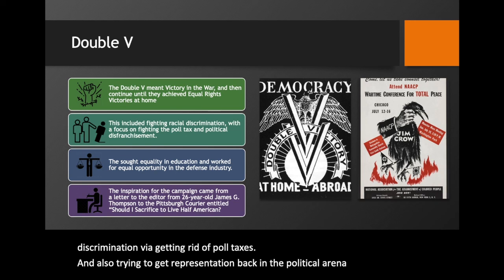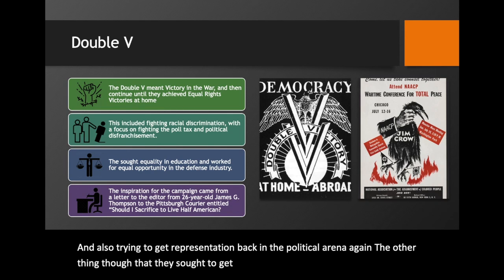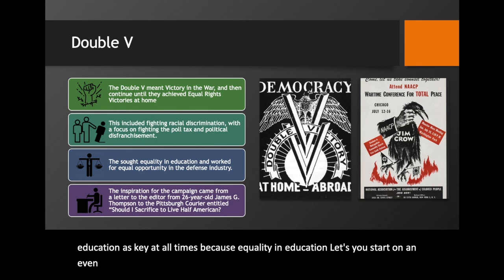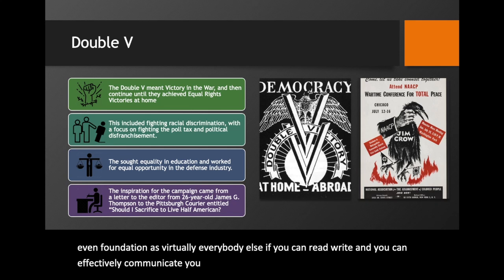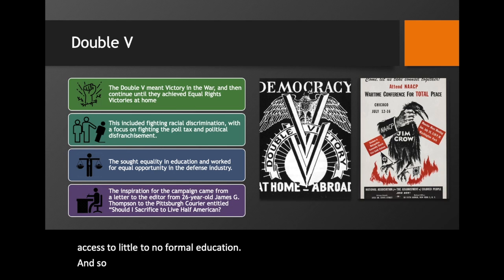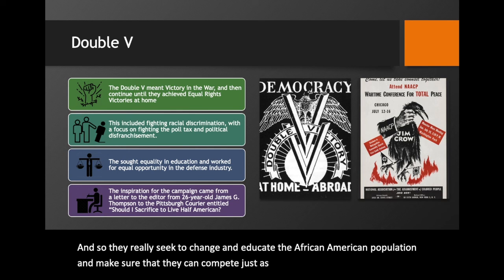The other thing, though, that they sought to get equality in is in education. Getting equality in education is key at all times because equality in education lets you start on an even foundation as virtually everybody else. If you can read, write, and effectively communicate, you can often go further than if you're illiterate and have access to little to no formal education. And so they really seek to change and educate the African American population and make sure that they can compete just as equally as white Americans during this time.